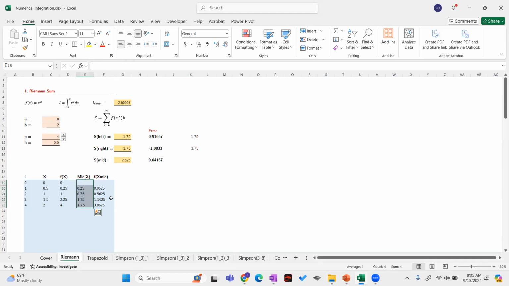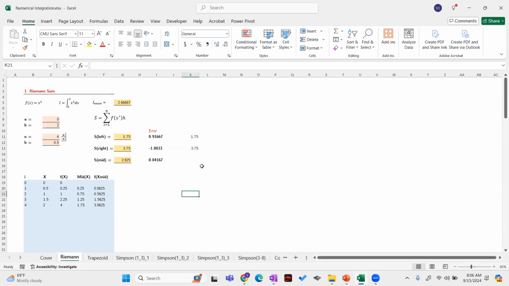Now to calculate the mid sum, I need to first take the mid x. Here is the trick. Don't make a mistake here. First, you have to take the average x. So in this first interval, 0 to 0.5, the midpoint is at 0.25. In this interval, the midpoint is 0.75. So calculate the midpoints of each region, and evaluate the function at those midpoints. So height at the midpoint is x square. So 0.25 whole square, 0.75 square, whatever it is.